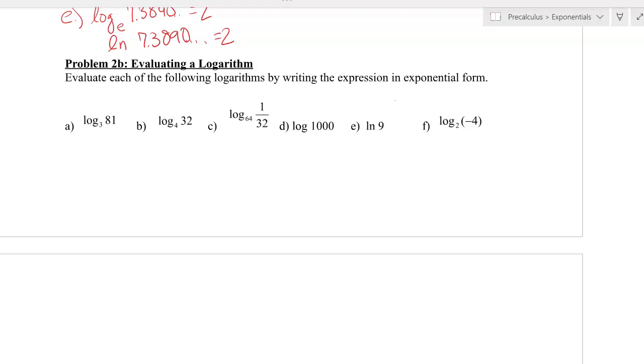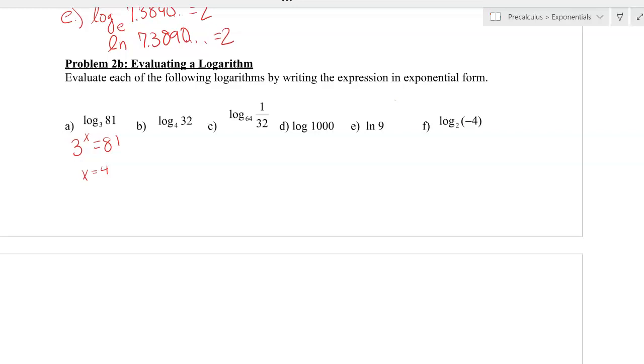Alright, and the last one, we just get to evaluate the following logarithms by rewriting the expression in exponential form. So I've got log base 3 of 81. That tells me that I can rewrite that as an exponential, which means that my base is still going to be 3 to the something is equal to 81. So, guessing and checking, that should give me x to the 4th.